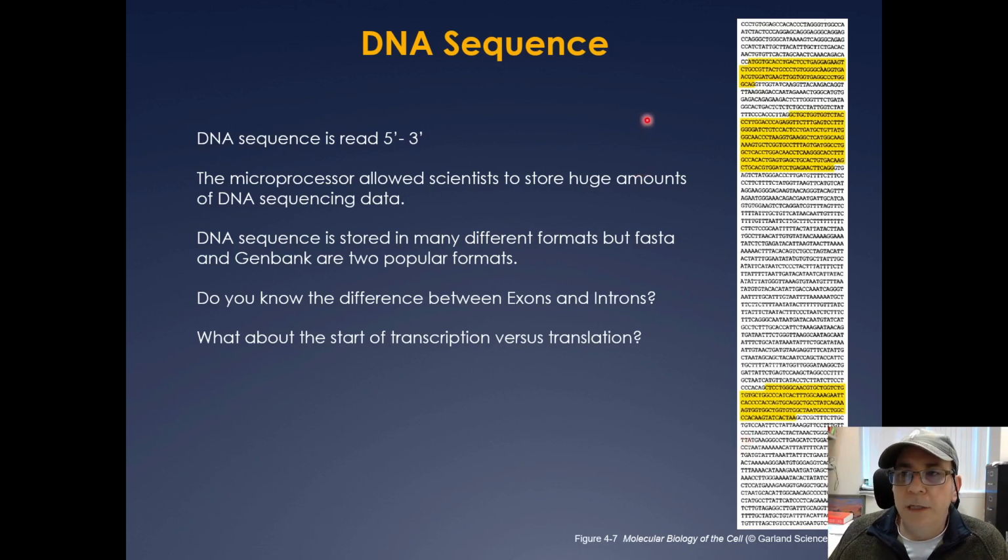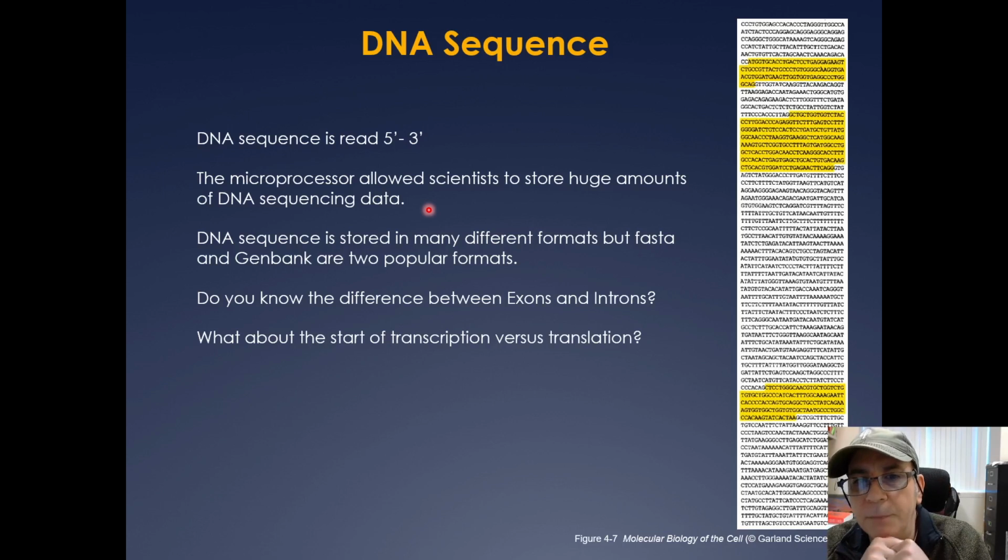Now, as scientists, we look at DNA mostly on computers. Here's a sampling of some DNA. DNA is read 5' to 3', and it was the microprocessor that really allowed great advancements in our understanding of DNA, because we're now able to store huge amounts of sequencing data. There are databases out there that have the entire human genome as well as hundreds of thousands of other organisms. The DNA sequence can be stored in many different formats, but two very popular ones are FASTA and GenBank.